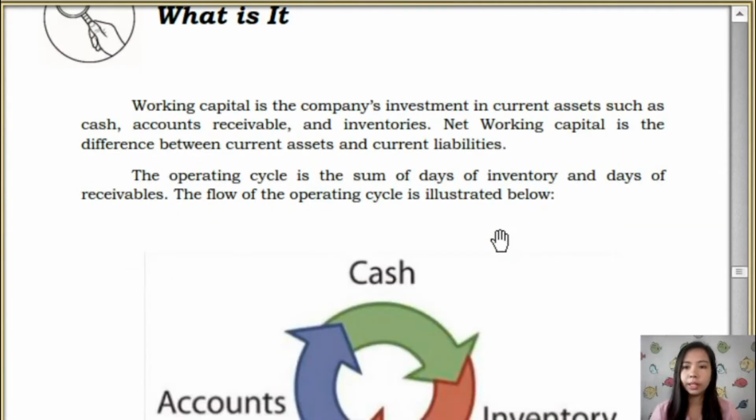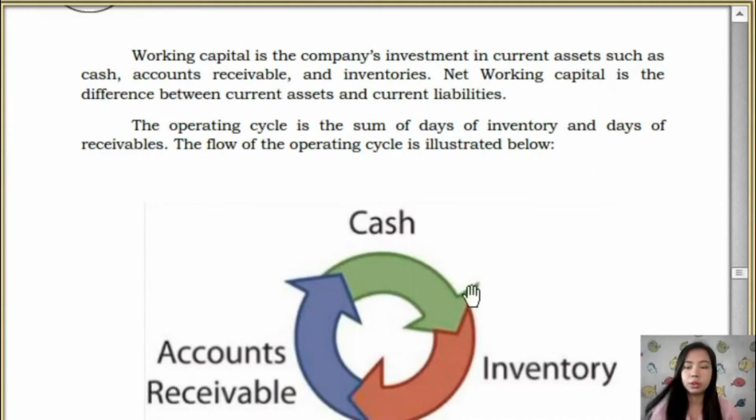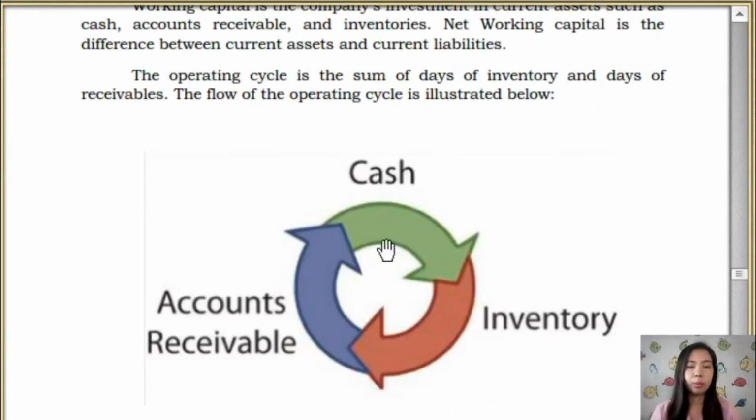So, this is the operating cycle. So, sum of days of inventory and days of receivables. So, from cash, ipoproduce natin siya as a product. So, magiging inventory. And then, i-dispose natin siya. Pwede siya maging accounts receivable. And then, kapag nabayaran, magiging cash siya. So, this is the operating cycle.